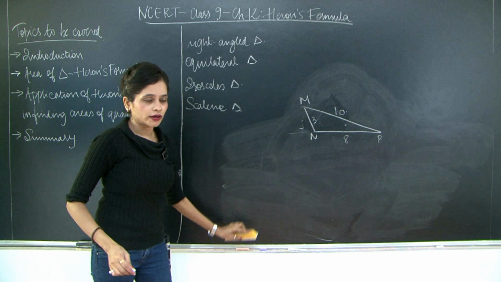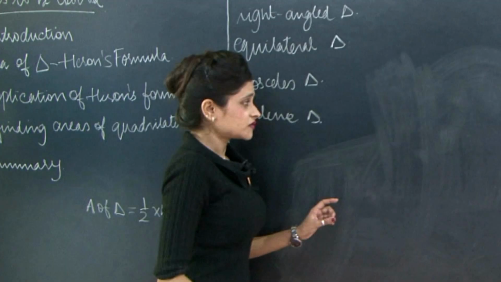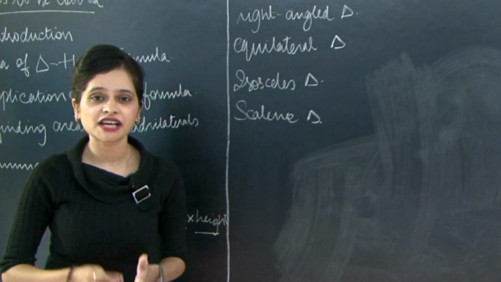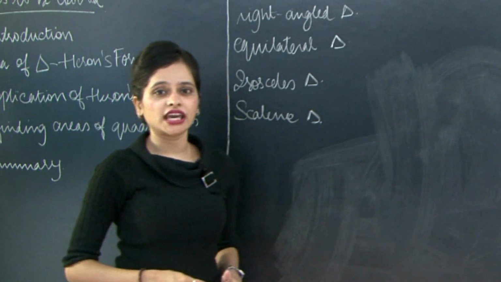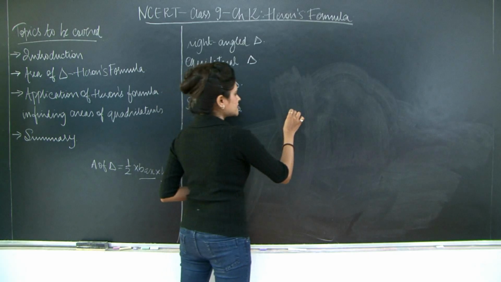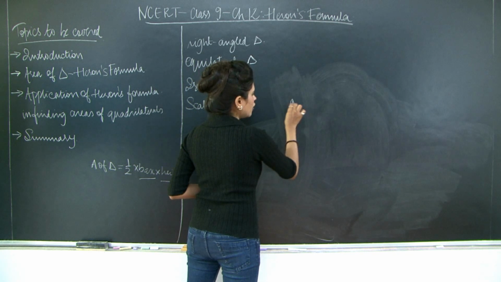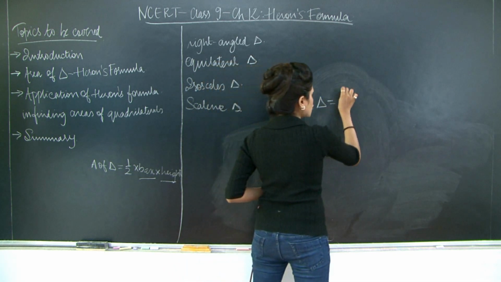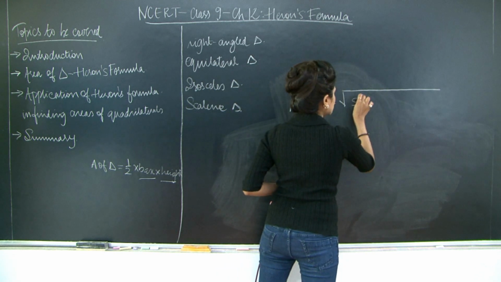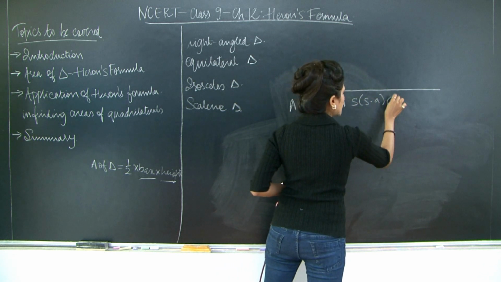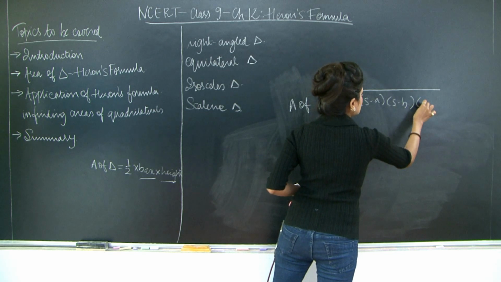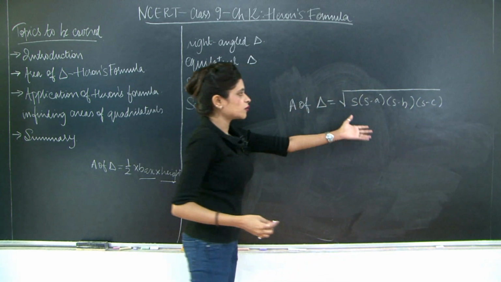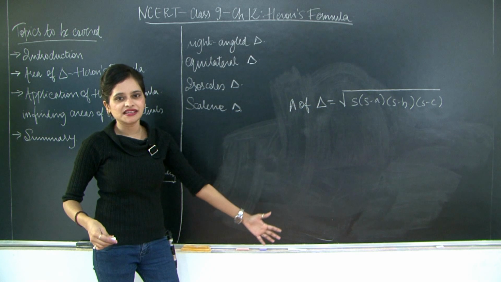So now let's take a look at Heron's formula. So first of all, this formula is named after the mathematician himself who came up with the formula. So this is given by area of triangle is equal to under root of S into S minus A into S minus B into S minus C. So you must be wondering what is S and what is ABC.